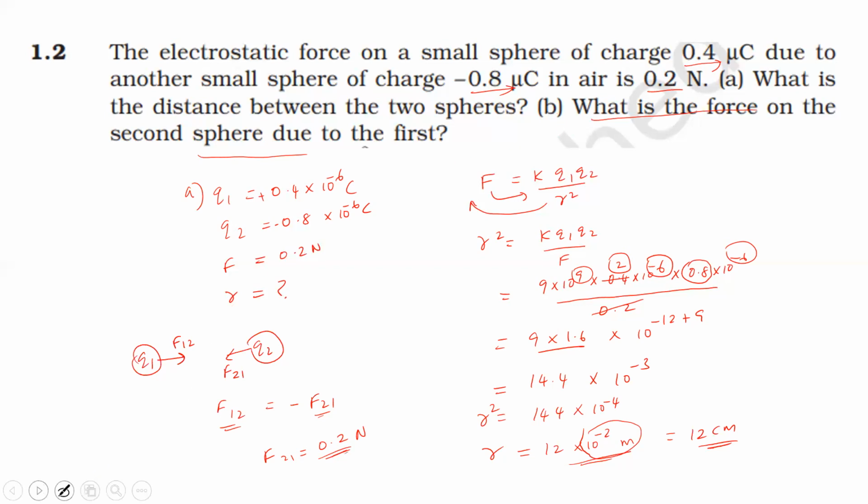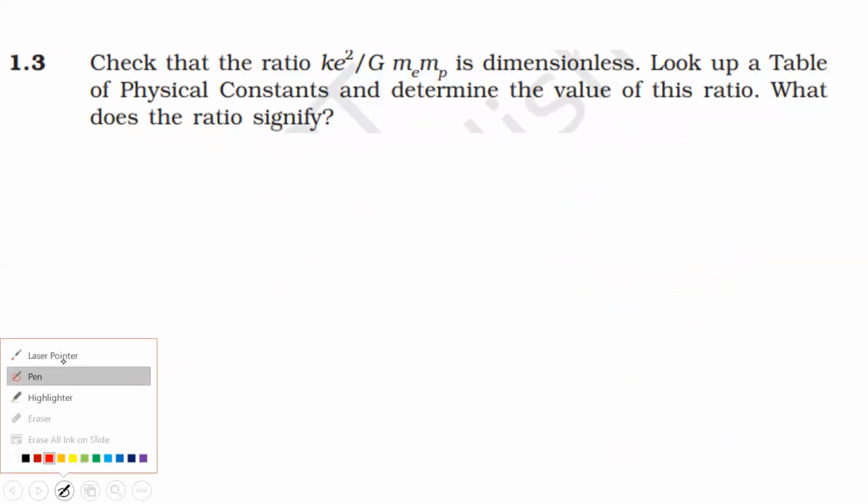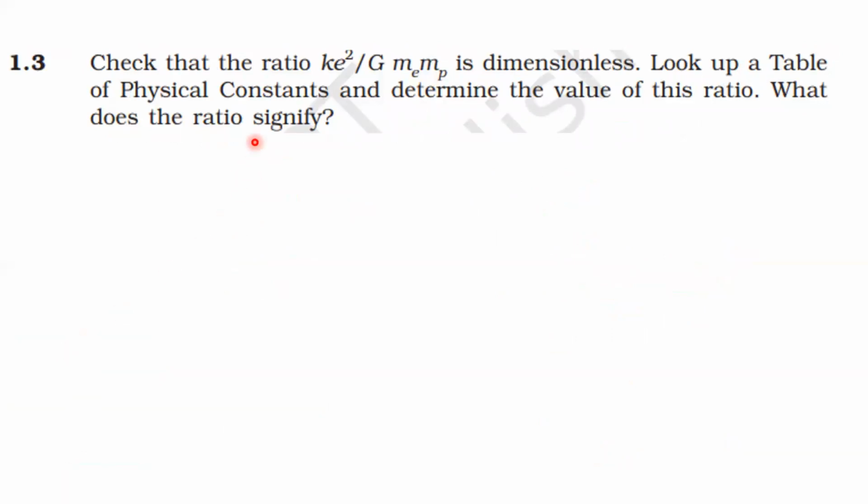Let us solve the next problem. Check that the ratio k e square divided by G me mp is dimensionless. Look up a table of physical constants and determine the value of this ratio. What does the ratio signify? Here k is 1 by 4 pi epsilon naught, e is the charge of electron, 1.6 into 10 power minus 19 coulomb, and G is known as the universal gravitational constant, me is the mass of electron, mp is the mass of proton.